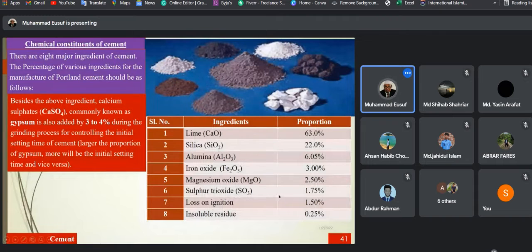Besides that, laboratory work already. Your first experiment is based on the consistency of cement, is it not? Yes, sir. Okay. You can ask the question during that time also in the lab.